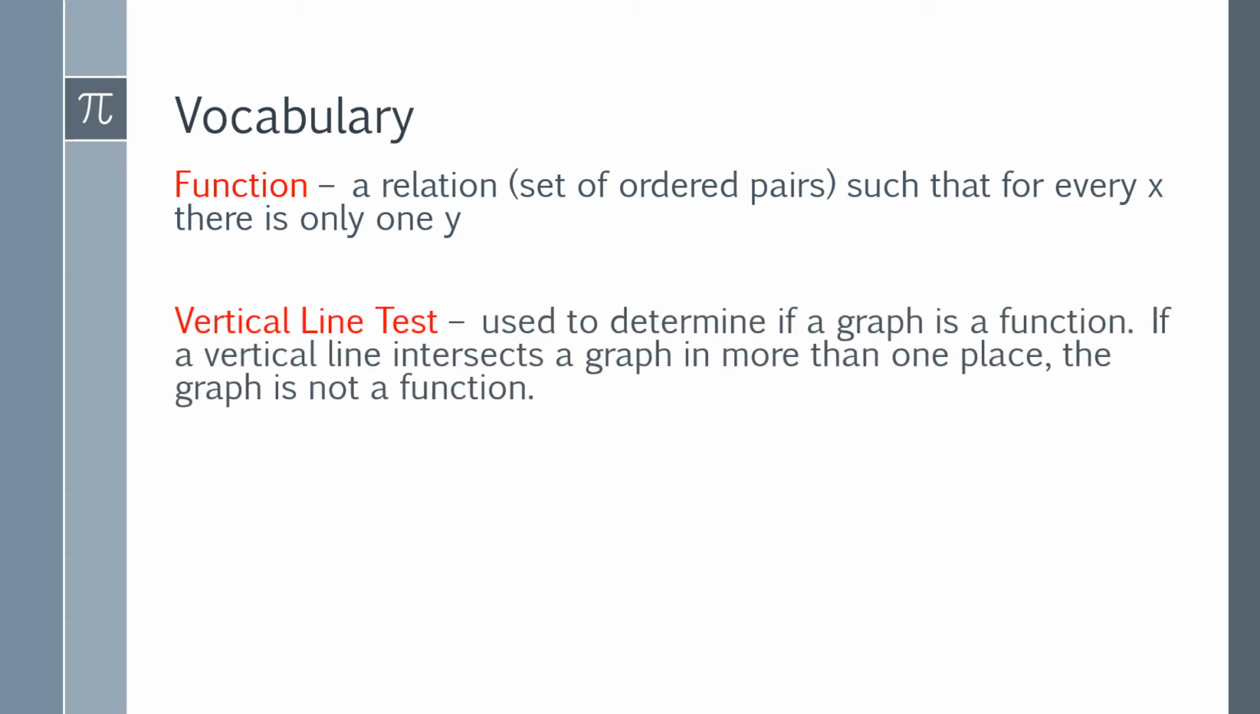The vertical line test is used to determine if a graph is a function. And the vertical line test says if a vertical line intersects a graph in more than one place, the graph is not a function. We have function notation. It's read as f of x.